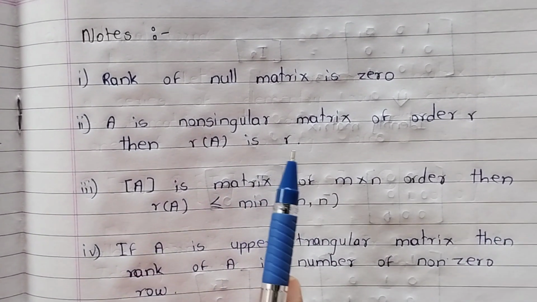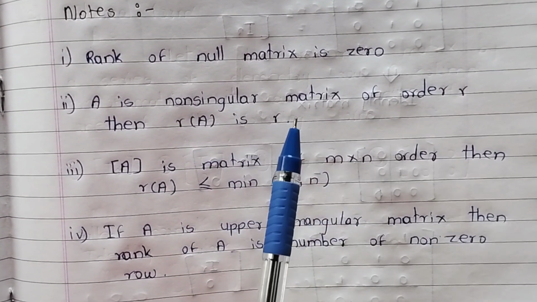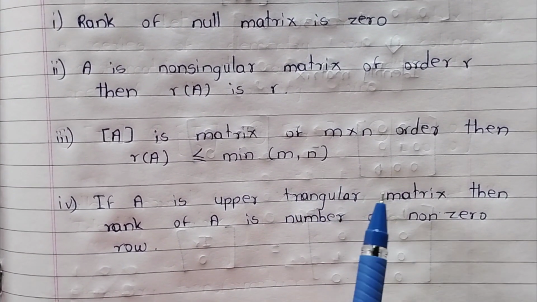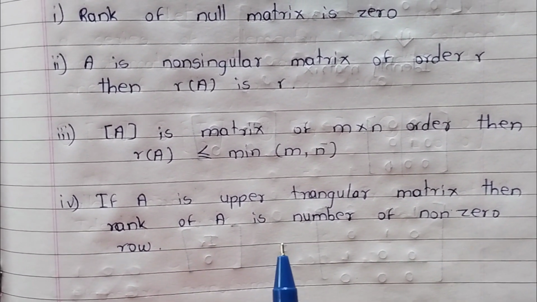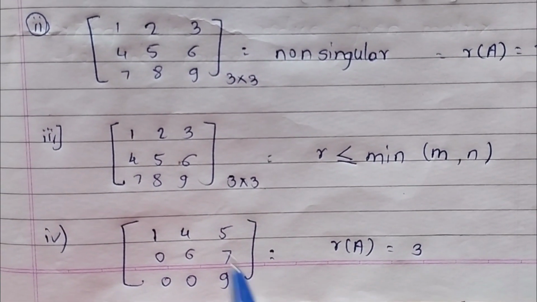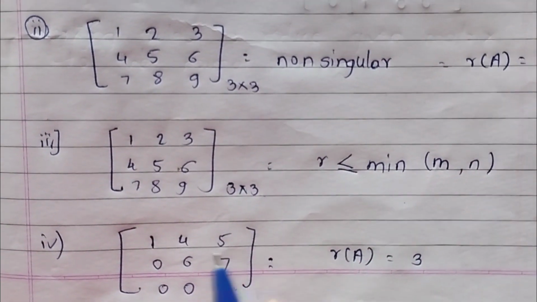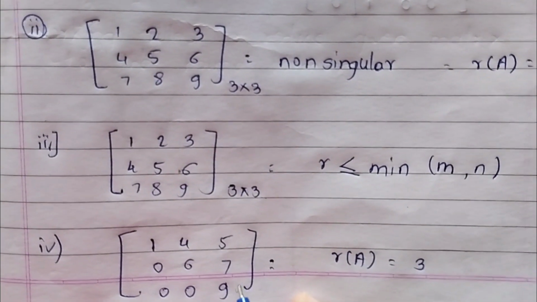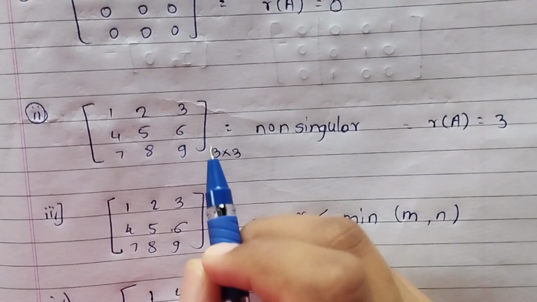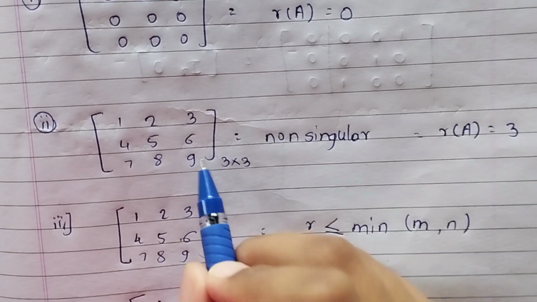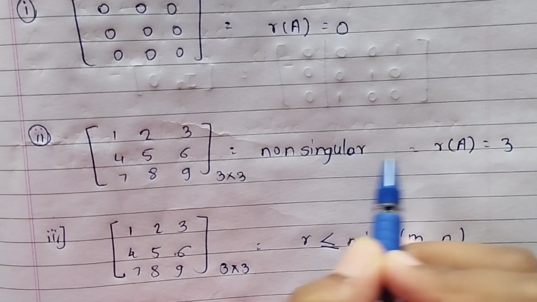If A is a non-singular matrix of order r, then the rank of A is r. If A is an upper triangular matrix, then the rank of A is the number of non-zero rows. If the matrix is given in upper triangular form, count the non-zero rows and write the rank of the matrix. So here 3 rows are non-zero, so the rank of the matrix is 3. Non-singular matrix means when we solve the matrix, the determinant is non-zero. Then the order of the matrix is the rank of the matrix.